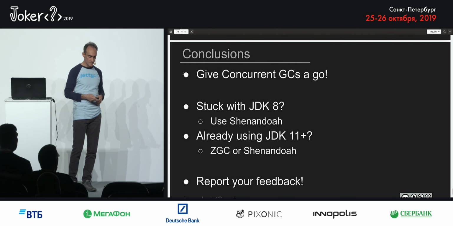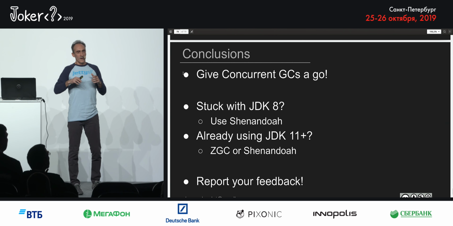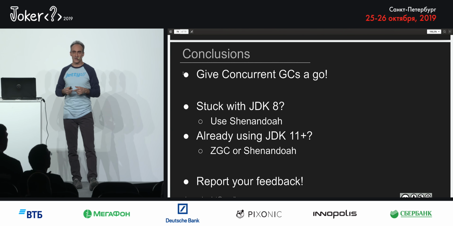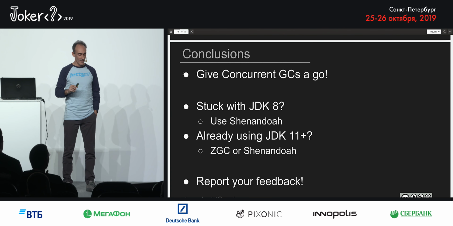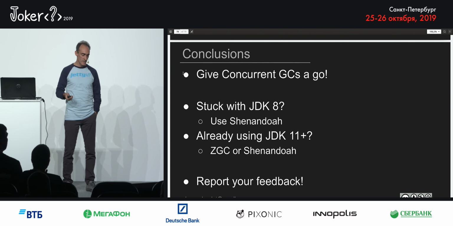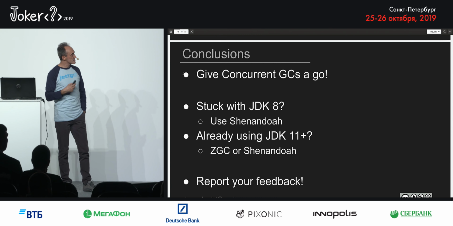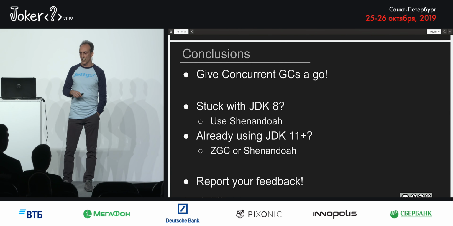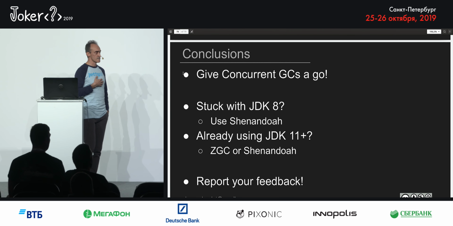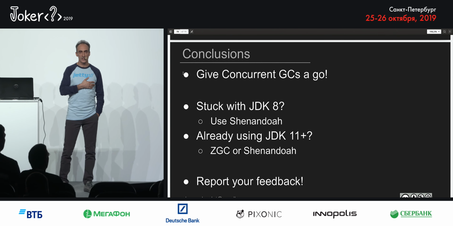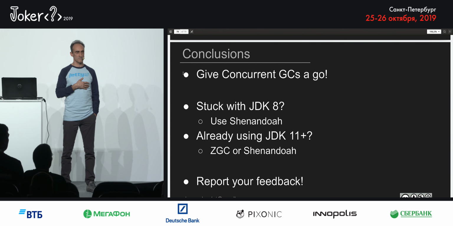So, conclusions. Give concurrent garbage collectors a go. They're awesome. They're really awesome. If you're stuck with JDK 8, your only option is Shenandoah. If you're using JDK 11 plus, you can try either ZGC or Shenandoah and report your feedback. As I was saying, my feedback on this is that I've tested both garbage collectors, and I can tell you I was very, very impressed.